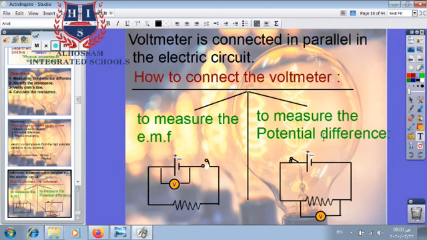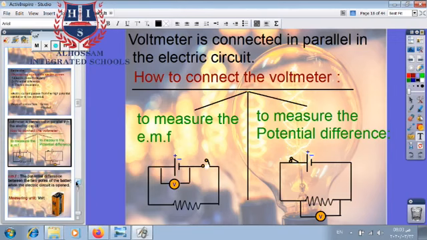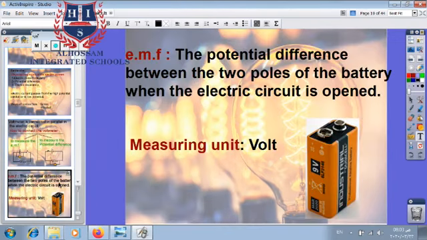Let's know what's meant by the EMF. If you get any battery, you will find a number written on it. For example, here we have 9 volts. What does this number indicate? This number indicates the EMF, electromotive force. We know that the electric current is produced from the passing of the electrons through the wire or through the electric circuit.